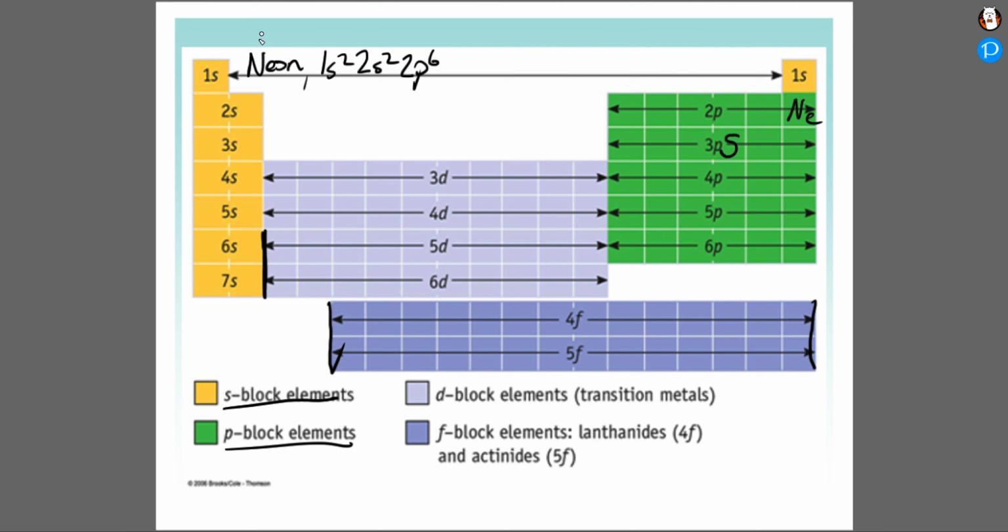Now, actually I shouldn't have erased sulfur. Let's bring sulfur back real quick. Let's rewrite that real quick. So 1s2, 2s2, 2p6, 3s2, 3p4. If we look at this, notice that the first part of neon's electron configuration here, 1s2, 2s2, and 2p6, it's the same as the first part of sulfur's, right?